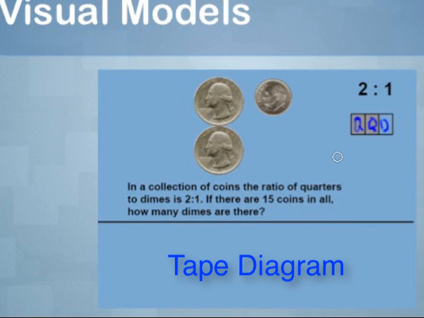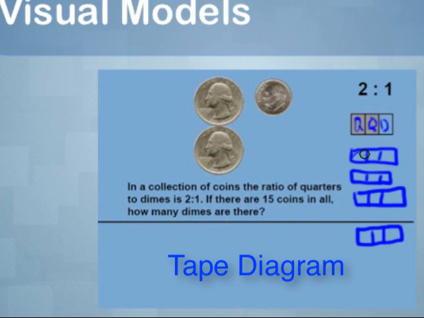To solve the problem, draw a number of tape diagrams to model 15 coins. As we saw with the coin modeling example, we can generate sets of 3 coins. Here we have 3, 6, 9, 12, and 15. So this is the full set of coins in the proper ratio. Count the number of dimes to find the answer. There are 5 dimes.